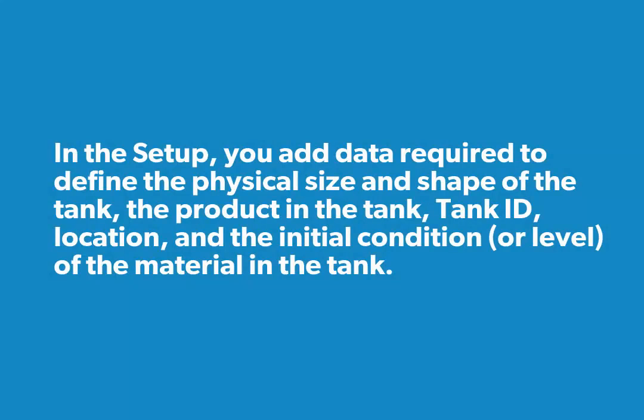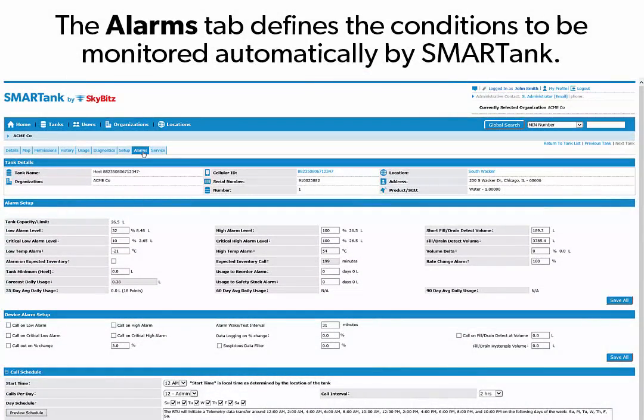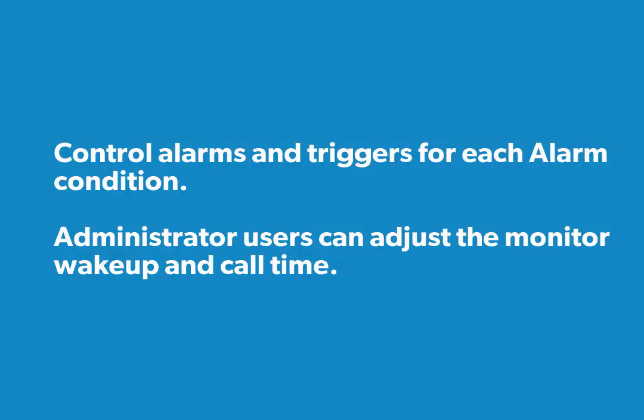In the Setup, you add data required to define the physical size and shape of the tank, the product in the tank, tank ID, location, and the initial condition or level of the material in the tank. The Alarms tab defines the conditions to be monitored automatically by SMARTank. Control alarms and triggers for each alarm condition. Administrator users can adjust the alarm monitor wake up and call time.